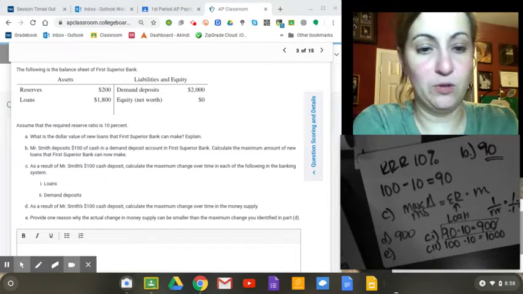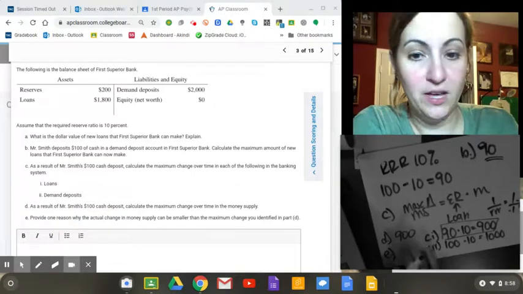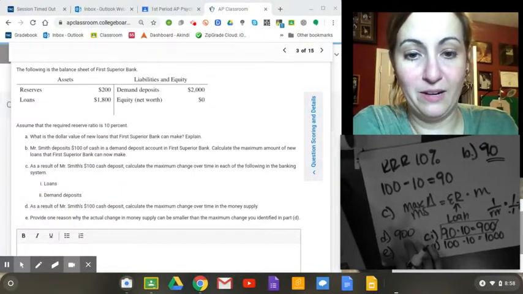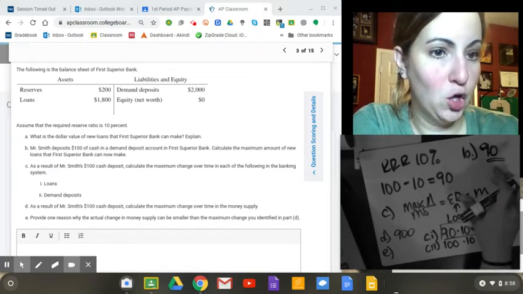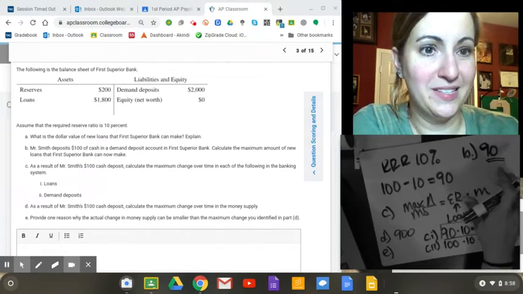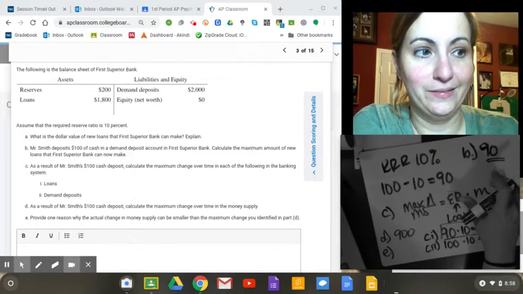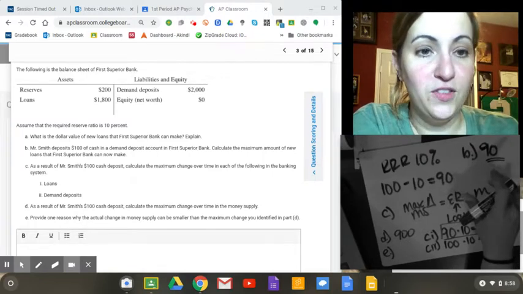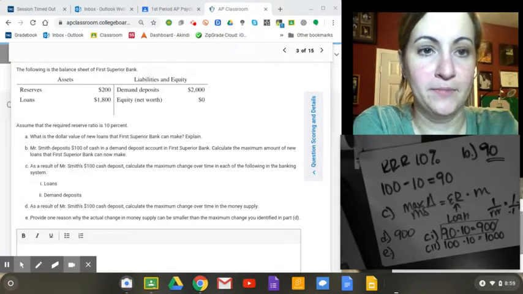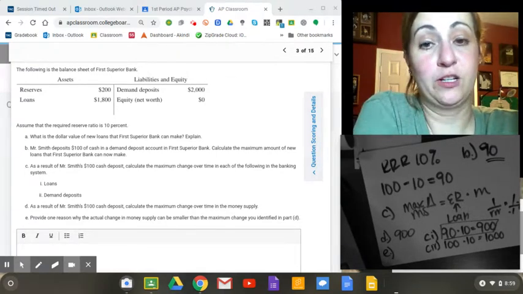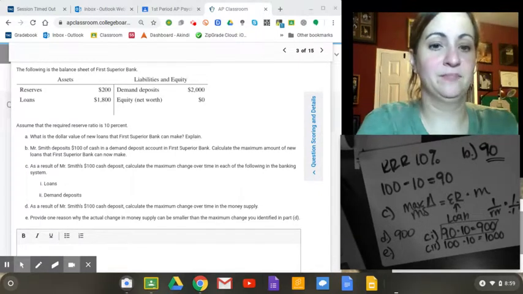And E, which I'm not going to have room to write, says, provide one reason why the actual change in money supply could be smaller than what you identified in Part D. Well, this is only the case if they loan out all of Mr. Smith's $90. What if they only loan out 70 or 89 or 2? If they loan out less than their excess reserves, then it's going to have a smaller change in money supply. So if they didn't loan out all of their excess reserves, then you're going to get an answer smaller than 900 of change in money supply.